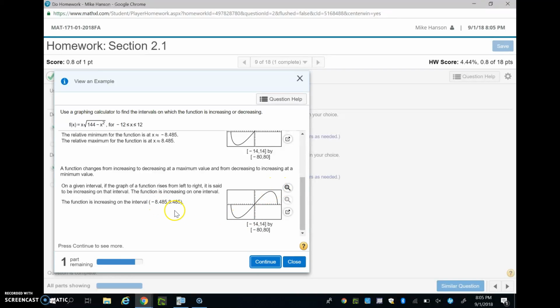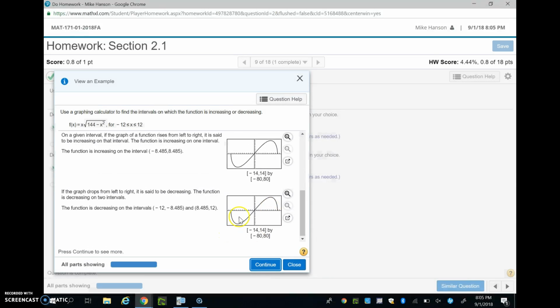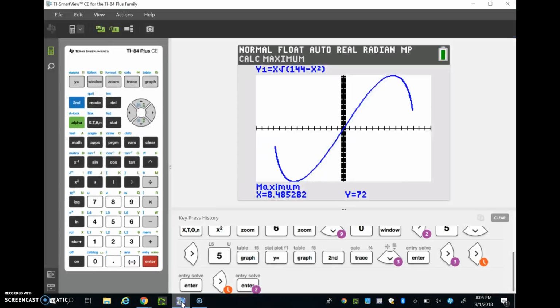So it's from negative 8.485, which is here, and it increases all the way up to 8.485. Now the decreasing: remember it starts at negative 12, which is that open part here, and it decreases all the way down to this point here, which is negative 8.485. The other decreasing part is from positive 8.485 all the way to positive 12. So that's my decreasing, from here to here. My increasing is from here. So hopefully this helps you with the problem.